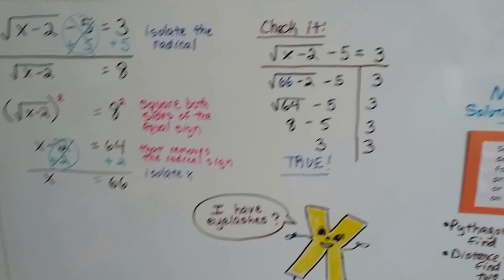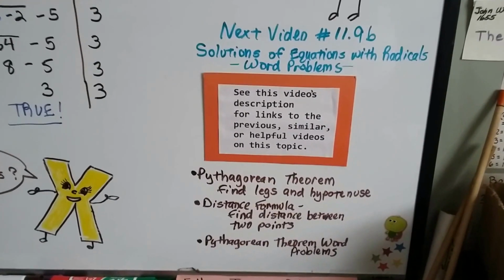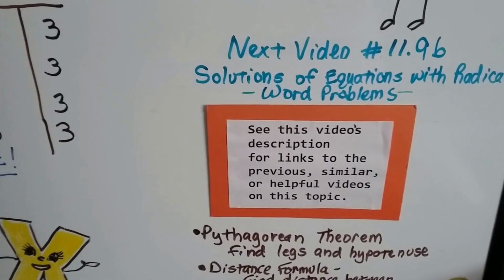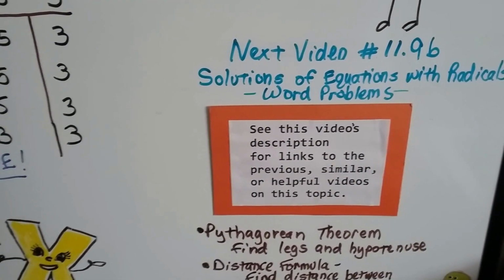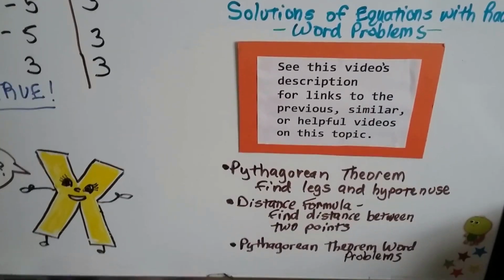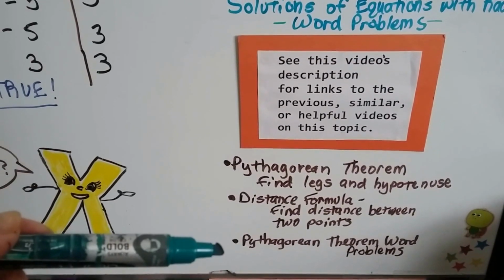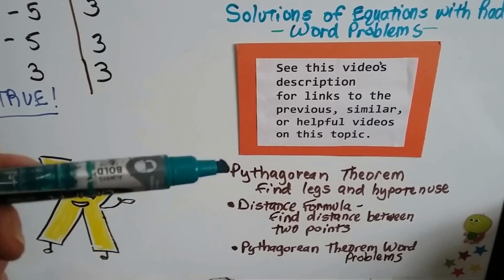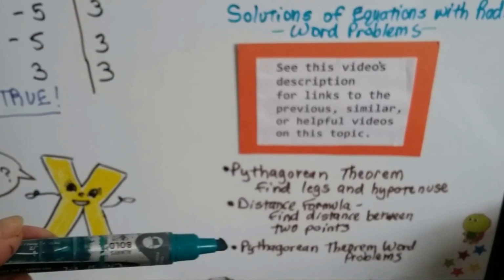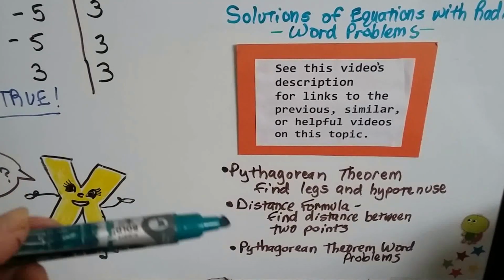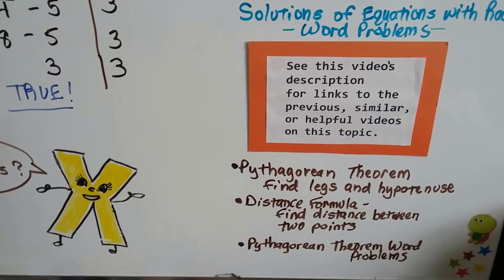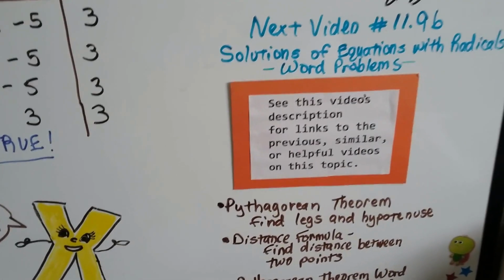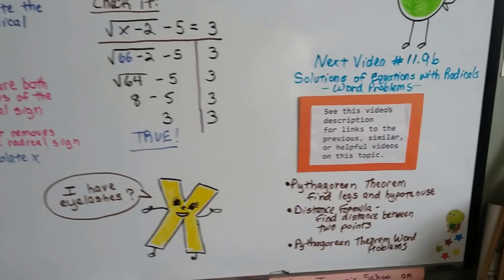Okay? So our next video, 11.9b, we're going to discuss when there's radicals in the solution, and these are going to be word problems, okay? We did radicals in the equations. What happens when there's a radical in the solution? And if you want to click on the description of this video and go back and watch the one about finding the legs or hypotenuse using the Pythagorean theorem, or finding the distance between 2 points with the distance formula, that'll be in here. And then there were some Pythagorean theorem word problems that we just did in the previous video. So here are previous and helpful videos, okay?